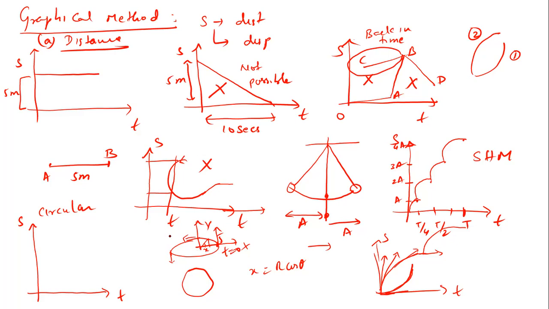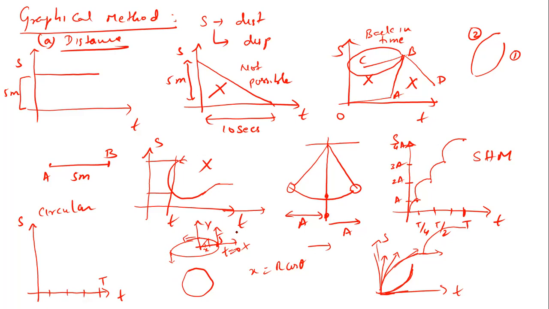The maximum value during one full cycle. Again, we'll do the same analysis like this. We'll start at t equal to 0. Then let us say this is my total time period T, that means the time taken to complete one circle, capital T. Then this will be my T by 2, this will be my 3T by 4, and this will be T by 4.